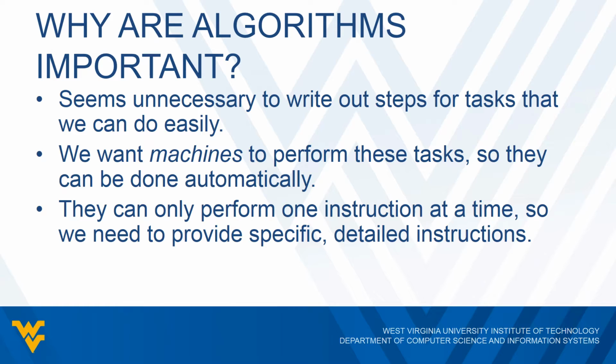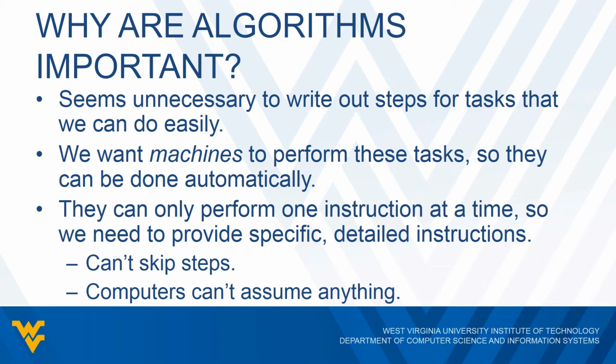So what do we mean by that? Well, machines can't skip steps, and they can't assume anything. So when we add two numbers and we just say, well, if the digit is more than 10, we'll just carry the 1 over to the next digit. We just take that for granted. We do that automatically. We do it without really putting much thought into it. But a computer has to be given those specific instructions. We have to tell it, if this sum is greater than or equal to 10, subtract 10, carry the 1.